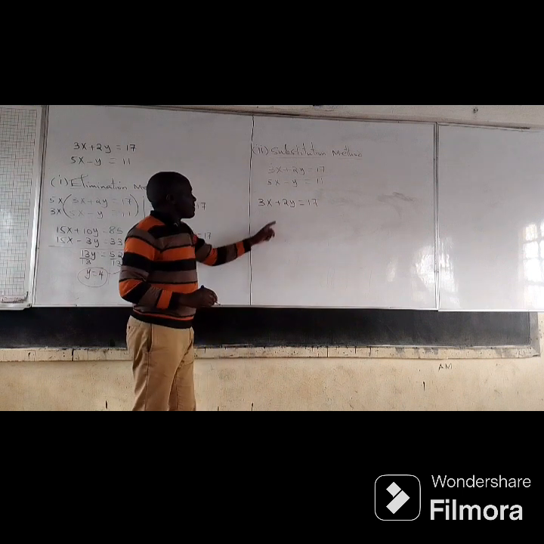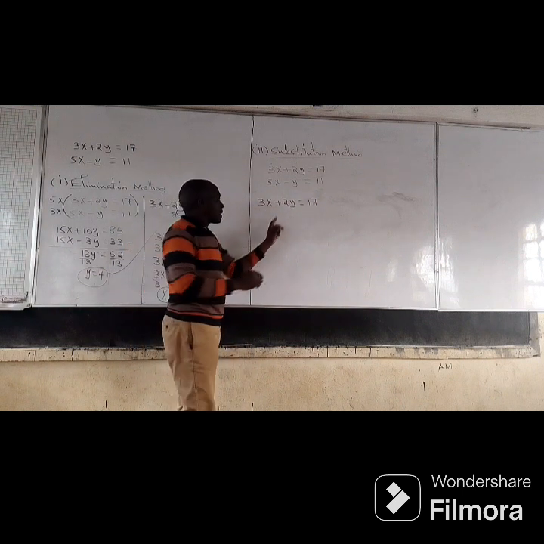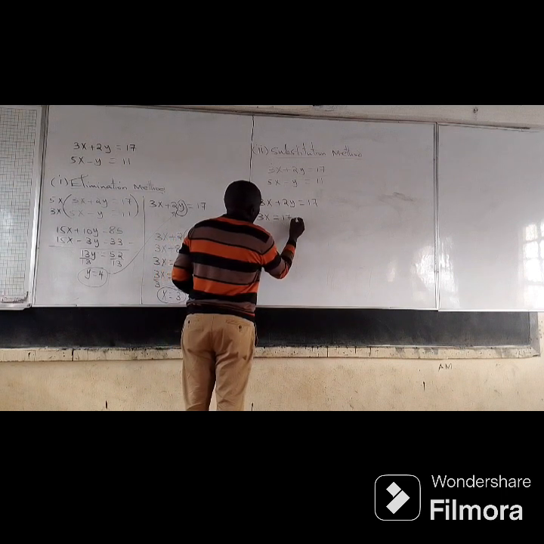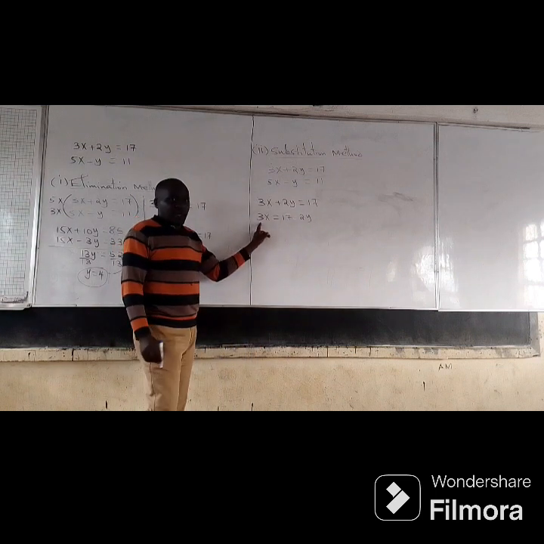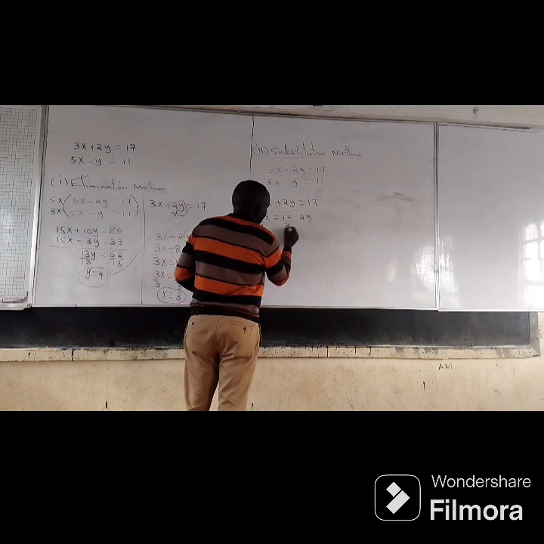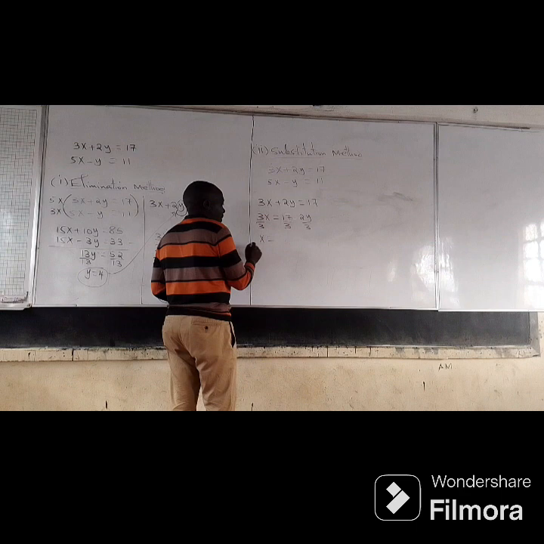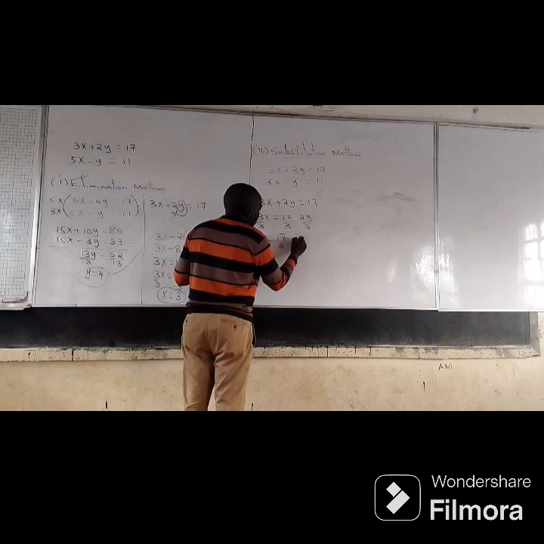So we are going to shift this one to the other side because it doesn't contain x, so that we remain with 3x equals 17 minus 2y. What we want is x, so we are going to divide all through by 3 so that we have an equation where we have expressed x in terms of y.